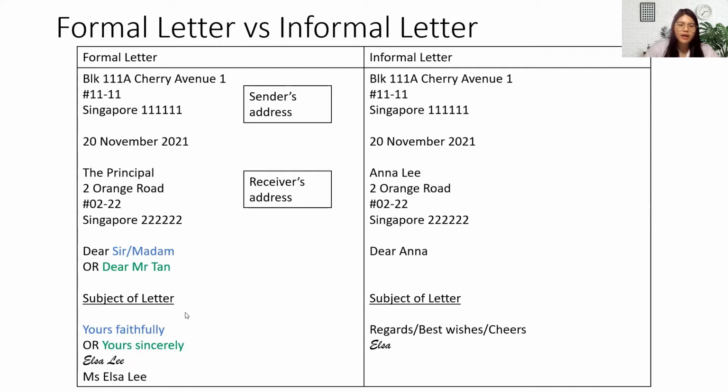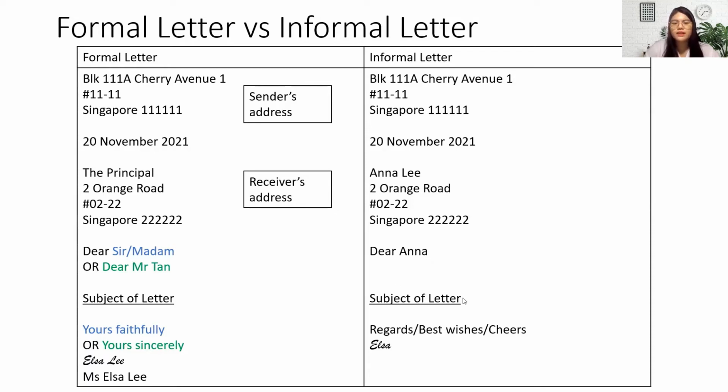At the end, after you've written your dear sir or madam, you start with the subject of your letter. Then the details of your letter, yours faithfully or yours sincerely, you sign off and write your full name. Whereas for an informal letter, it is very similar with the sender's address starting first, the date, and then the receiver's address, but you will not address someone that you are close to, say maybe your uncle or your cousin or your friend, as Mr. So you will put, say, dear Anna, for example, if it's your cousin.